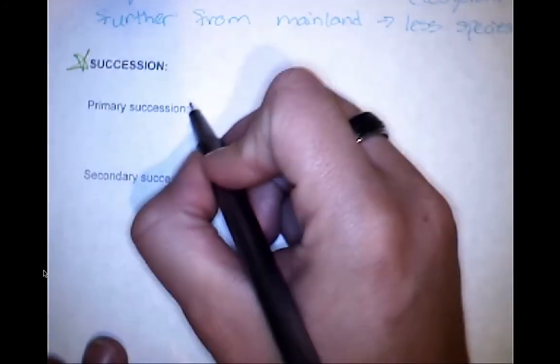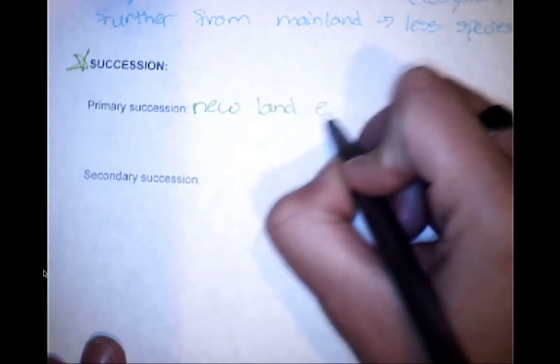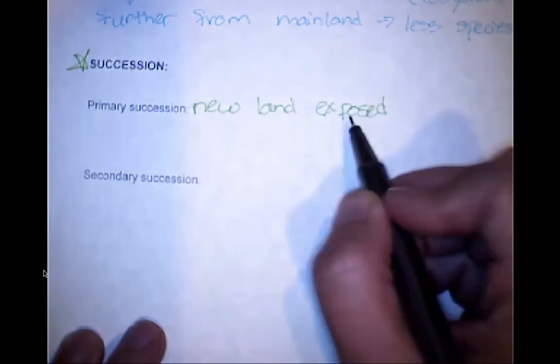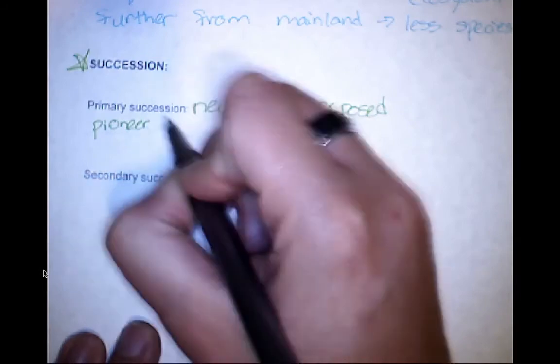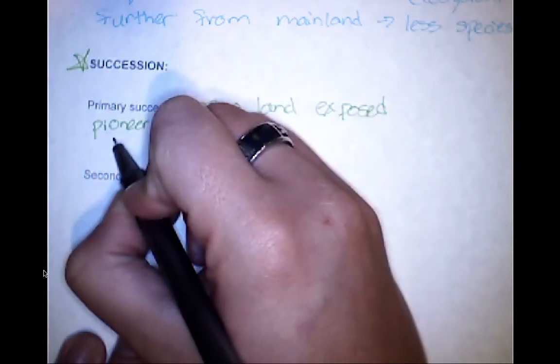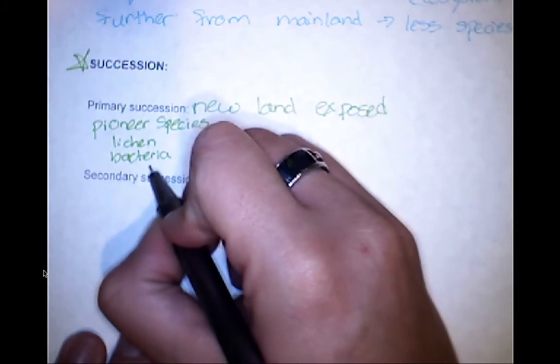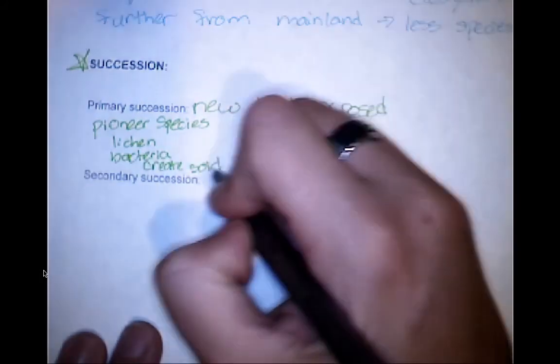Here's what happens. In primary succession, you get new land exposed, like from a glacier or created from, let's say, a volcano or something like that. And so primary succession is just this process that's going to occur. You're going to get what's called pioneer species that come in. Where it's new land, these are going to be things like lichen or bacteria. They're going to be your primary pioneer species. And they're going to break down the rock and create soil.